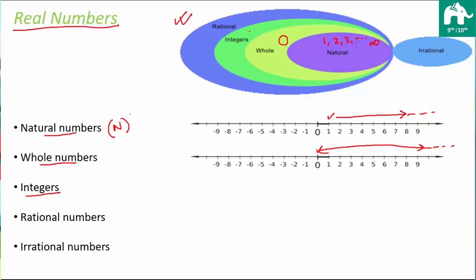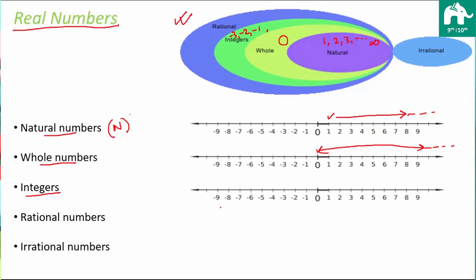So basically in integers, we have all the negative numbers like -1, -2, -3 and so on, plus 0, plus all the positive numbers. So that's integers. So where are they on the number line? All these numbers that you see here, whether the negative numbers or the 0 or the positive numbers, they are all integers. The fourth one is rational numbers.